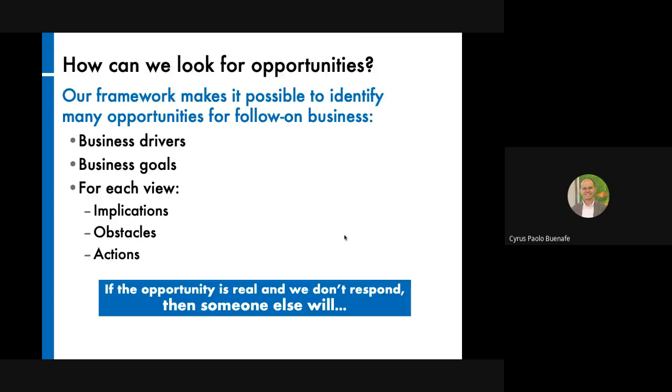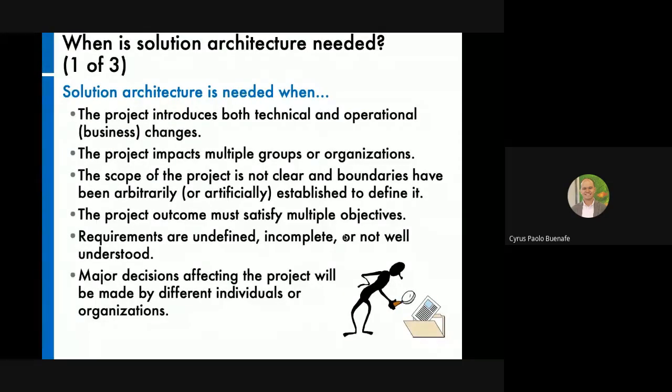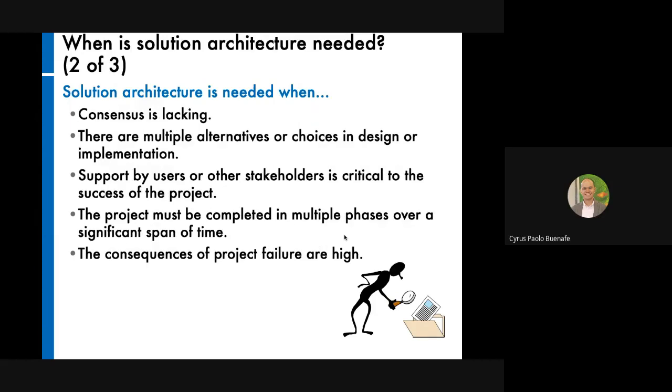So when is solution architecture needed? Well, these are some examples that we can look into. If the project introduces both technical and operational business changes, if it impacts multiple groups, if the scope of the project is not clear and boundaries have been arbitrarily established, if the project outcome must satisfy multiple objectives, requirements are undefined, incomplete, and not well understood, major decisions affecting the project will be made by different individuals or organizations, consensus is lacking.